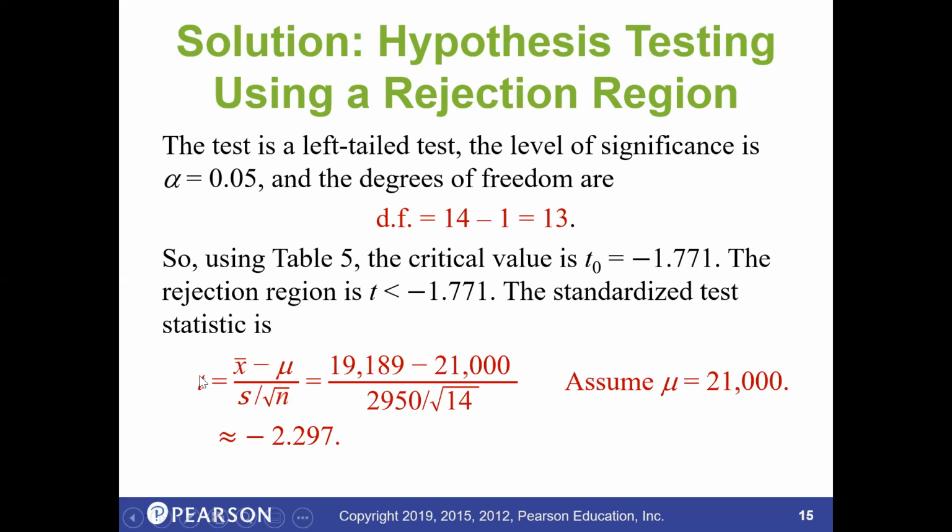All right, and then for this one, we've got to plug in the values here. So here's what the average was, the average claimed, and the standard deviation of our sample divided by the square root of 14. And we get ourselves a negative 2.297. So the question is, what is happening here? Are we in the rejection region or not in the rejection region?